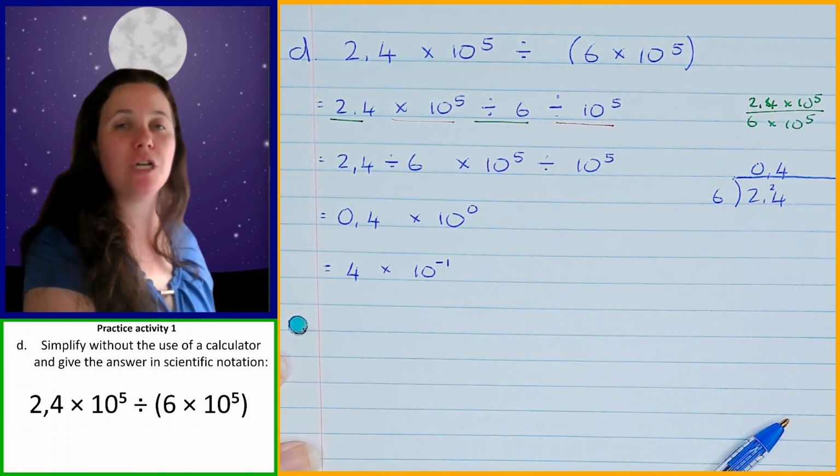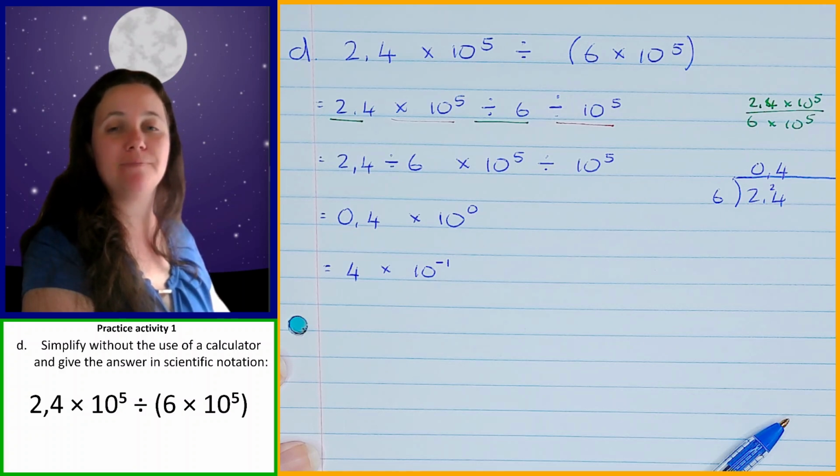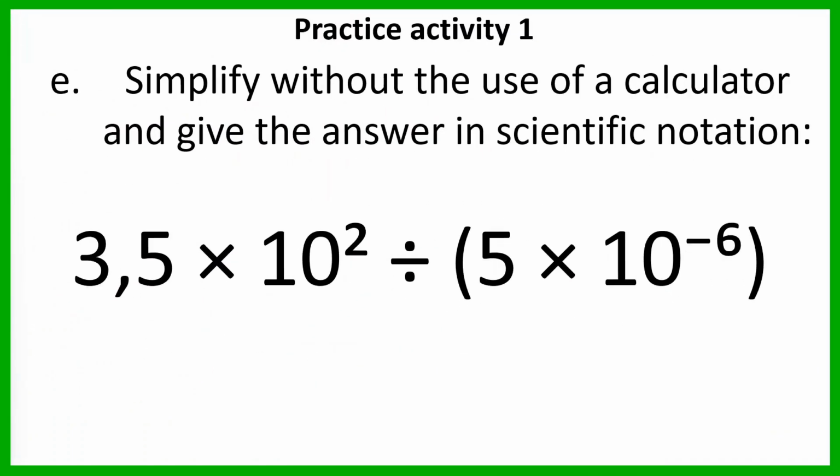Now we're going to go on to the last question before we go on to addition and subtraction, and that is question E. Over here you've got 3.5 times 10 to the power of 2 divided by 5 times 10 to the power of negative 6 in brackets. I'm going to give you 1 minute for this one as well.